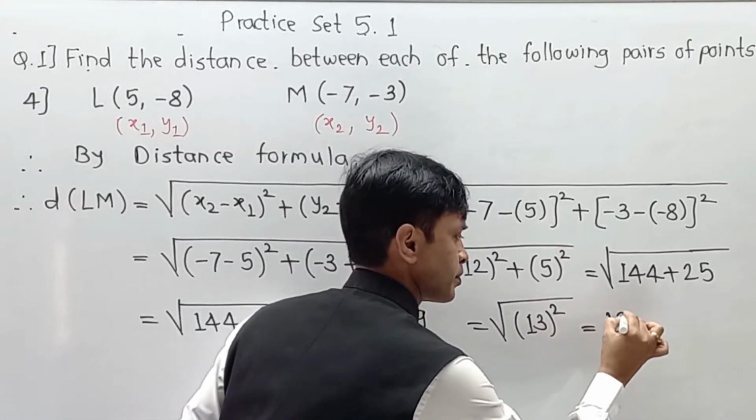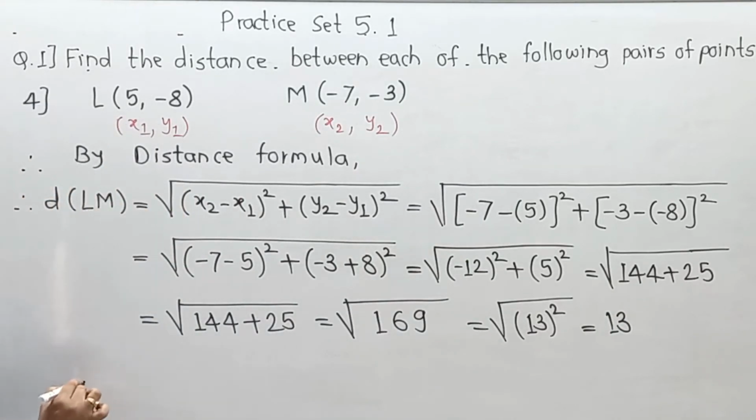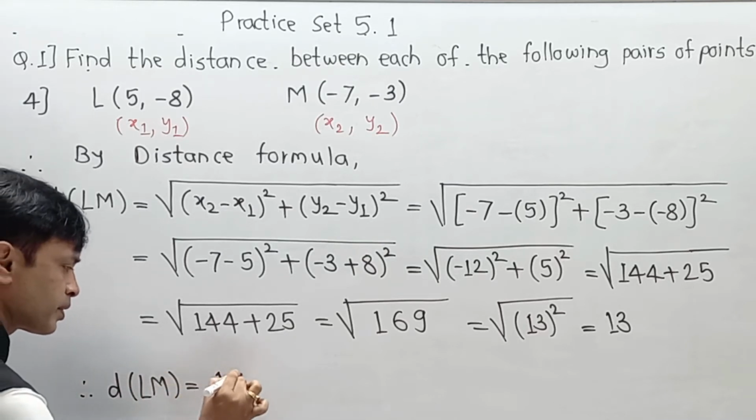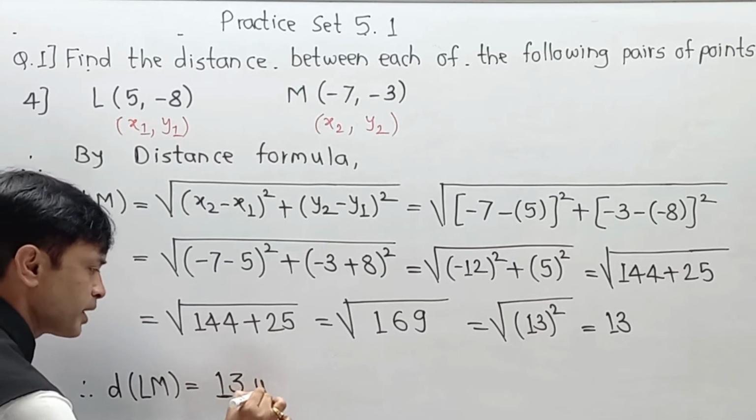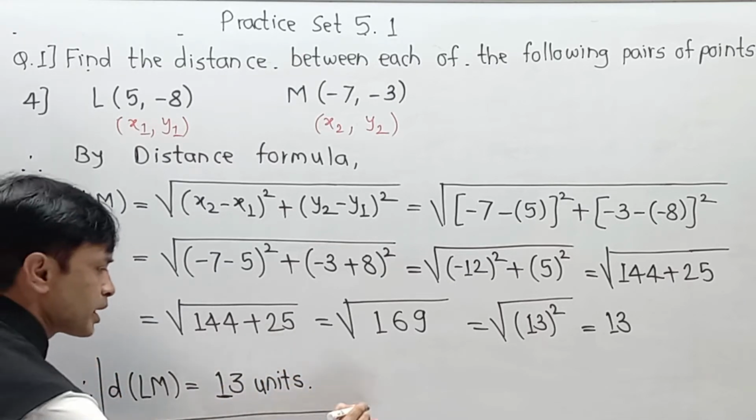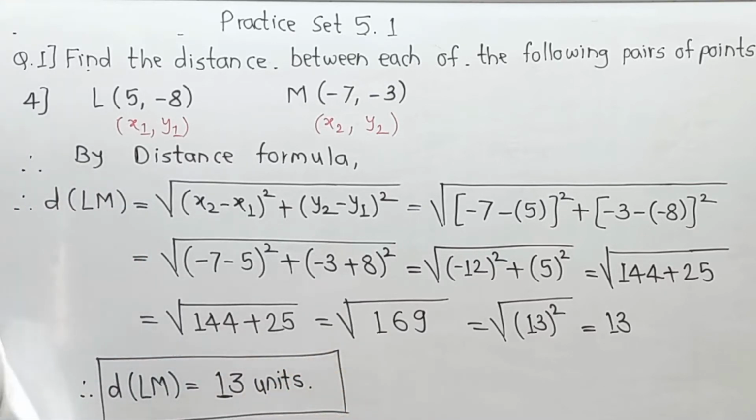And this value comes out as 13. Means as per your condition, distance LM is equal to 13, and we don't know exactly its unit, so I am writing it as units. And in this way we are able to calculate the distance LM, and that is nothing but 13 units. And in this way, in a very systematic manner, you are going to solve the numerical.